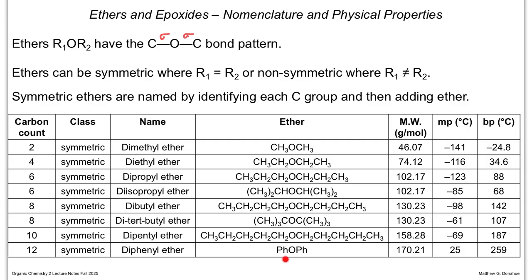The last one is diphenyl ether. So each chain of the ether is a benzene ring. And if you look at that, that's a pretty high boiling point. So sometimes when you need to heat a reaction a lot, you would use a solvent like that where you can really crank it up.